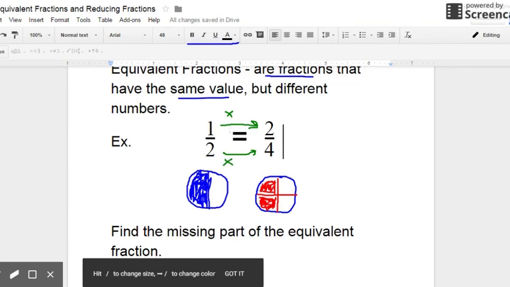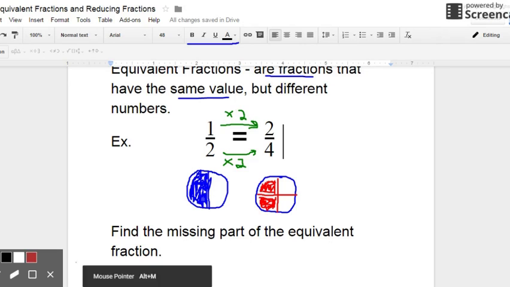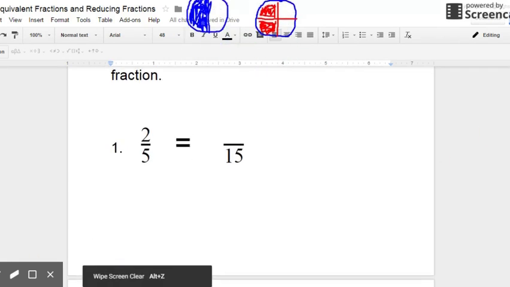We multiply the top and the bottom by 2. Now, 1 times 2 gives you the new top of 2. 2 times 2 gives you the new bottom of 4. This is what makes it equivalent. We multiply both top and bottom by the same number to create the new fraction. So let's go ahead and look at another example.